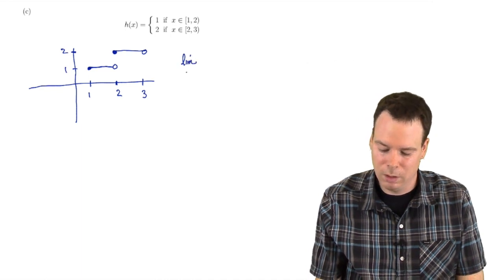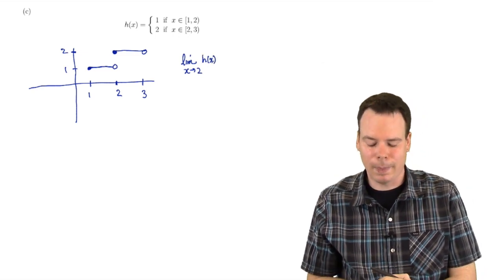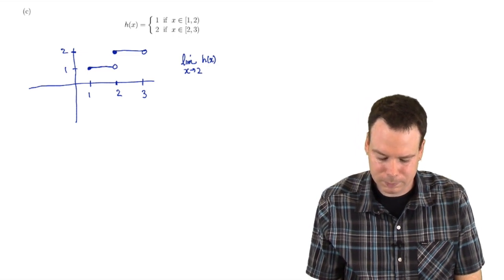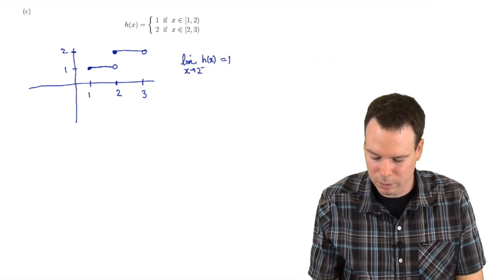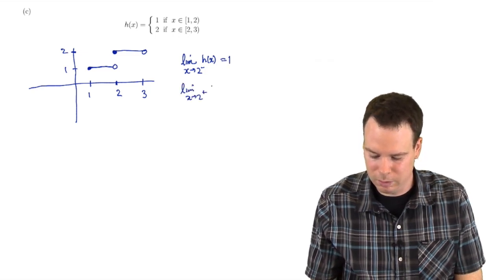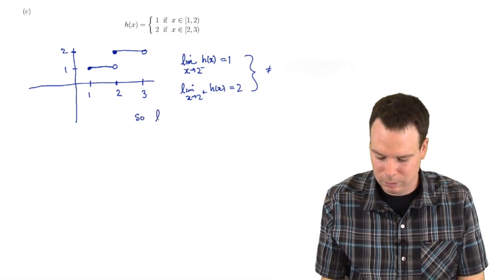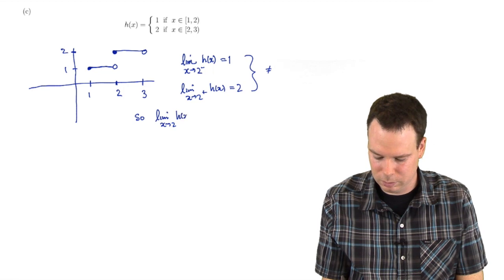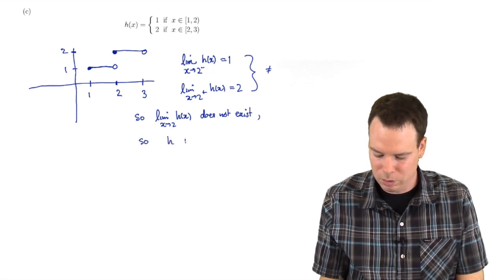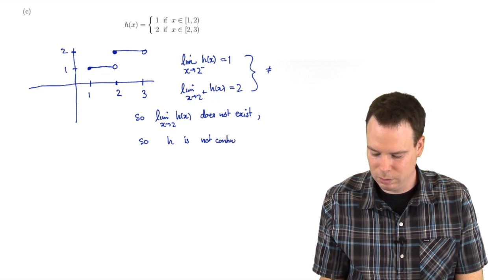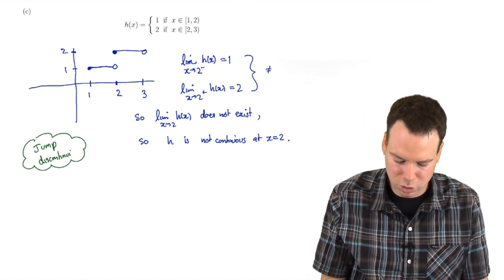In terms of our definition, well, the limit as x goes to 2 of h of x, in this case, doesn't exist. Why doesn't it exist? It doesn't exist because the left-hand limit doesn't equal the right-hand limit. So we can say that the limit as x goes to 2 from the left of h of x is 1, and the limit as x goes to 2 from the right of h of x is 2. These are not equal to each other, notice. So the limit in general does not exist. And so h is not continuous, or is discontinuous, at x equals 2. We call this kind of discontinuity a jump discontinuity.